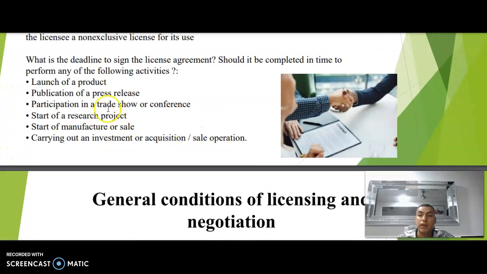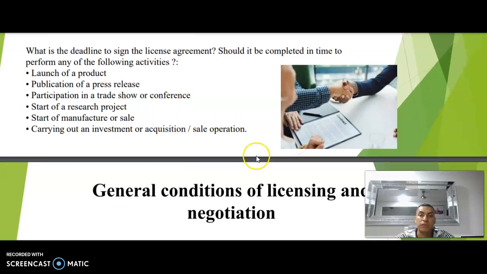And what is the deadline to sign the leasing agreement? It should be completed in time to perform any of the following activities: launch of a product, publication of a press release, participation in a trade show or conference, start of recent projects, start of manufacturing or sale, carrying out an investment or acquisition, or a sale operation.